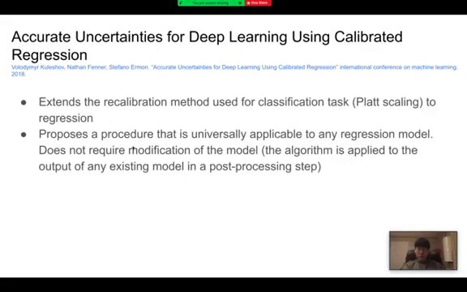And this paper extends the recalibration method used for classification tasks, such as Platt scaling, to regression. And they propose a procedure that is universally applicable to any regression model. And it does not require modification of the model, since the algorithm is applied to the output of any existing model in a post-processing step.